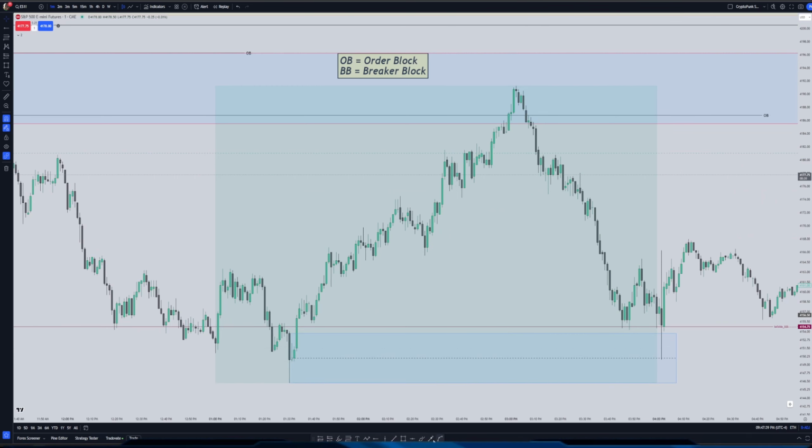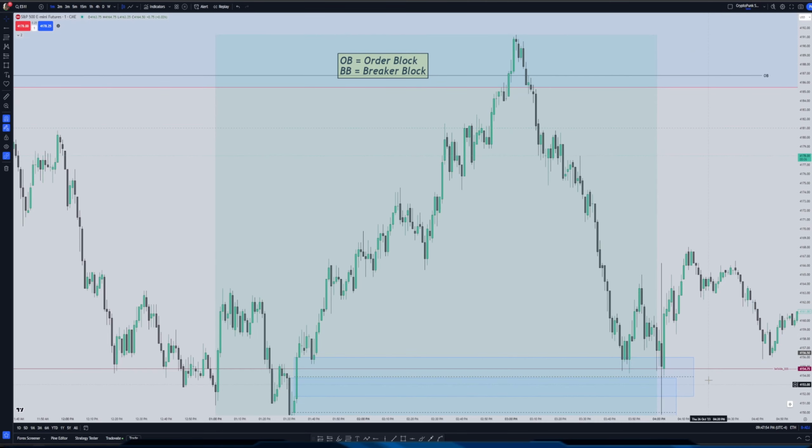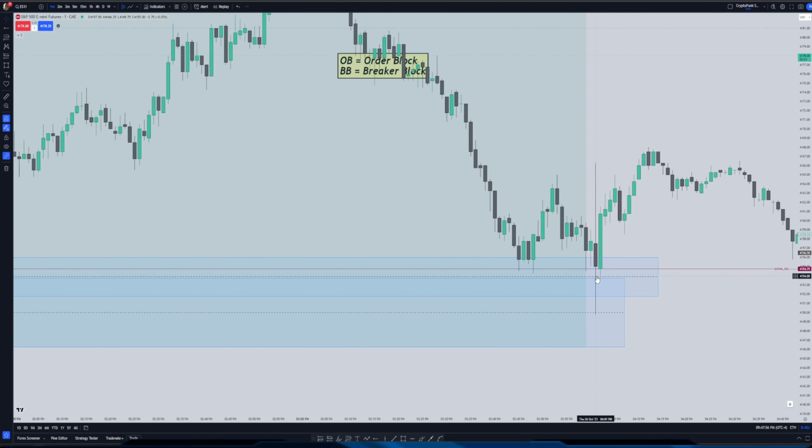And also if you want to look on the left side here, inside of that area, what I said, there will be some sort of fair value. Can you find the fair value? Here is your fair value. Did price respect the fair value? Yes. Anybody, nobody closed below that fair value.